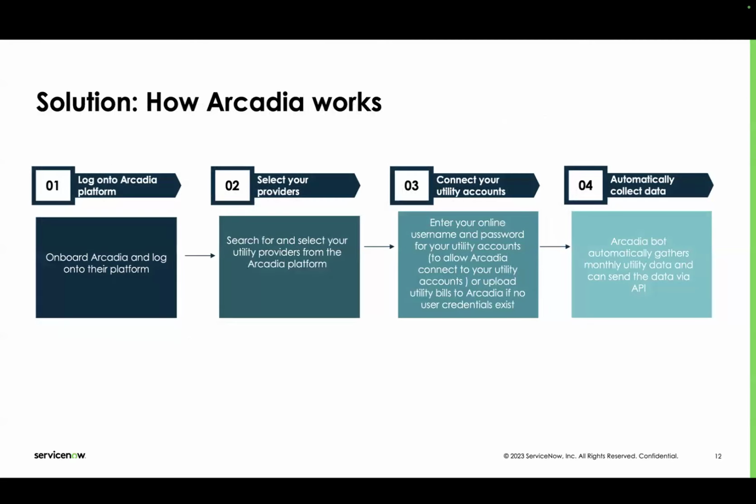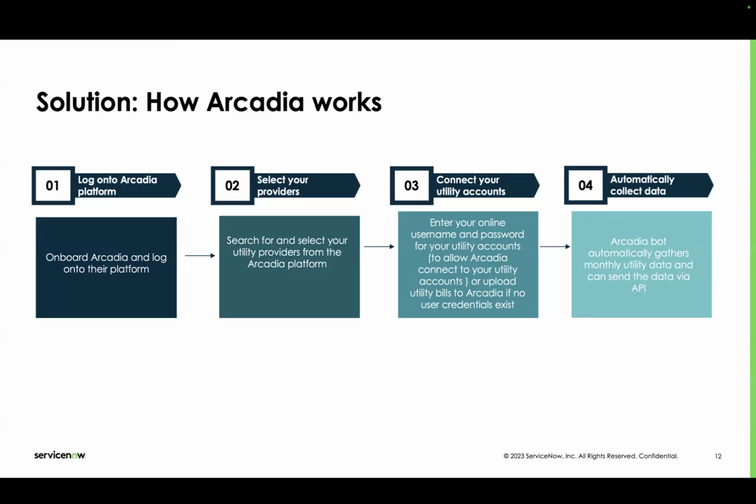At a high level, the diagram shows how the Arcadia solution works, and there are only 4 basic steps. Step 1, you have to get an account with Arcadia. And once you do that, you just log on to their platform. Step 2, once you're on the Arcadia platform, you search for your office utility providers using a simple search function. Step 3, once you find your utility providers, you simply enter the online username and password that your organization has to access your utility accounts. And entering that simple detail allows Arcadia to directly connect to your utility accounts using those credentials.